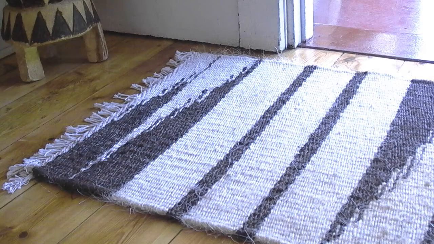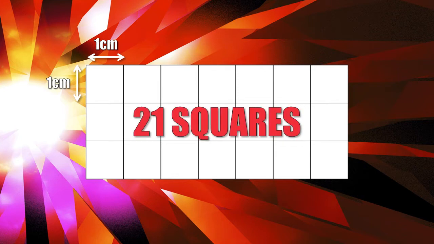This rug, for example. Working out the area of something is easy if you see a shape that's already divided into squares. This rectangle is divided up into squares that measure 1 centimetre by 1 centimetre. To work out the area of this, all you need to do is count the squares. There are 21 squares here, so the area is 21 centimetres squared.